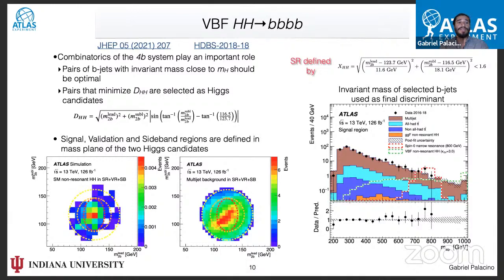And it is in this Higgs candidate mass plane that the signal, validation and control regions are defined, as you can see here. And specifically, the signal region is defined using this oval shape that you can see at the top. And then the analysis is performed using the 4B invariant mass phase space.